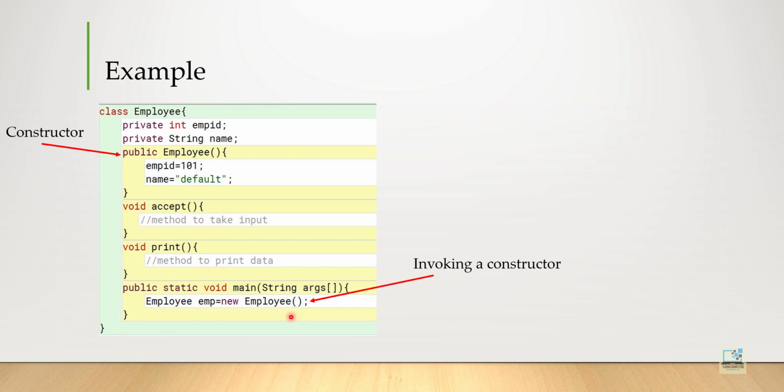This I have noticed in some of the papers. When I correct papers of students, they sometimes call the constructor using the object. Like they write emp.Employee, so that's an invalid statement.